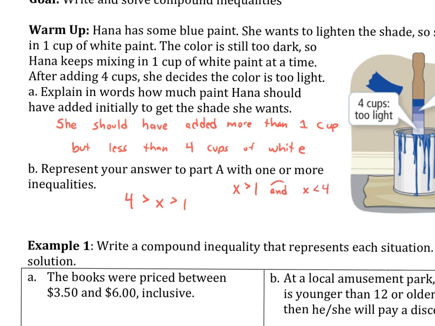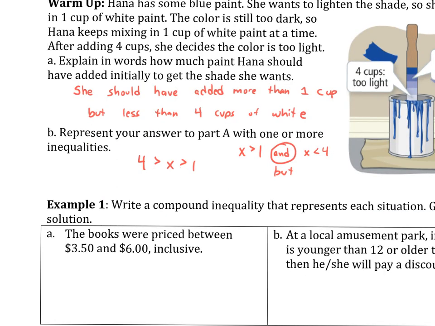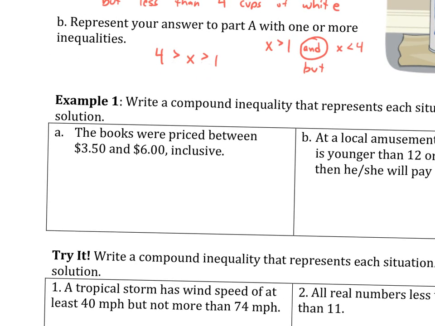Or some of you might have said, instead of the word and, maybe you said but. It's greater than 1, but it's got to be also less than 4 there. This is essentially what we're working through today and tomorrow: when we have more than one scenario, we have a lower bound, we have an upper bound, or we have a split situation. So let's look at some examples of how to write compound inequalities and practice it.